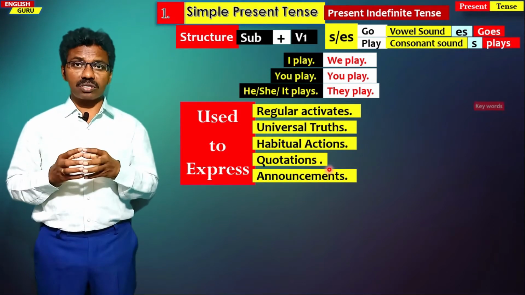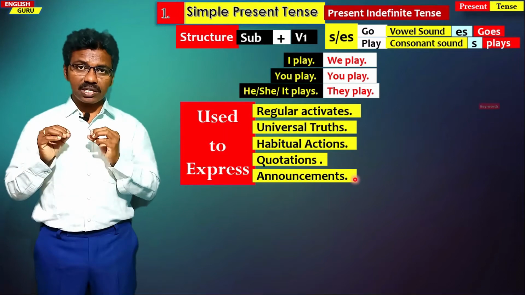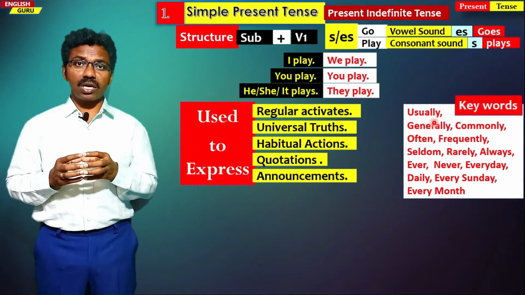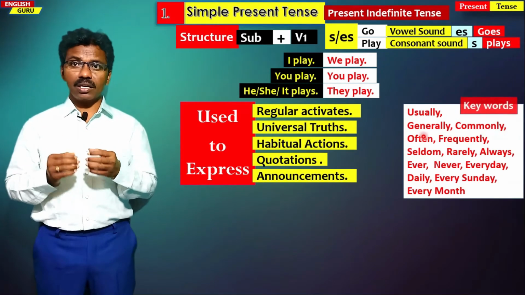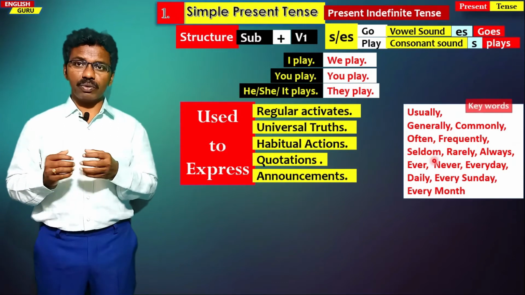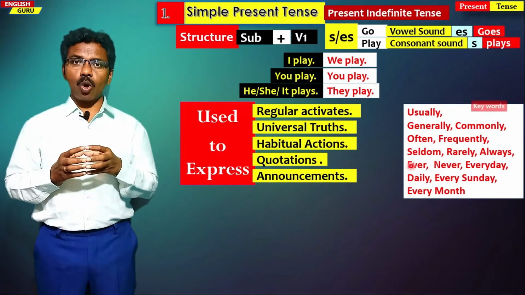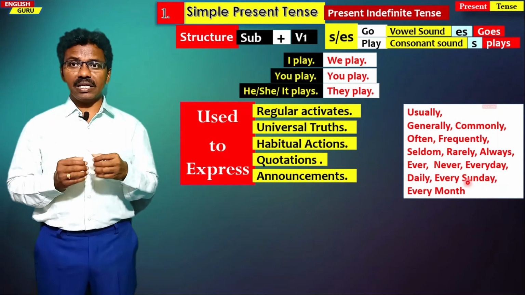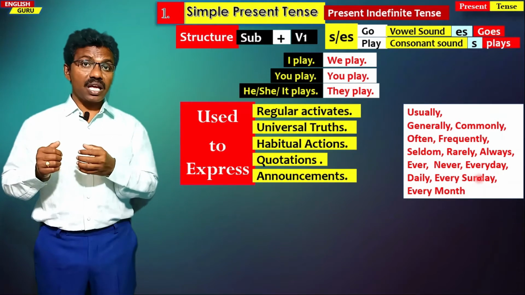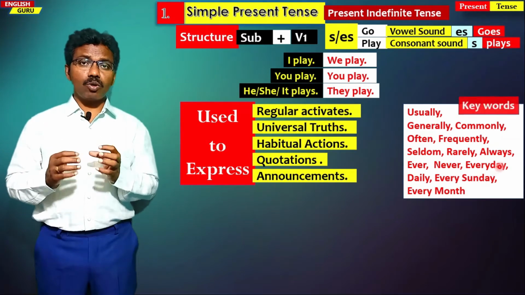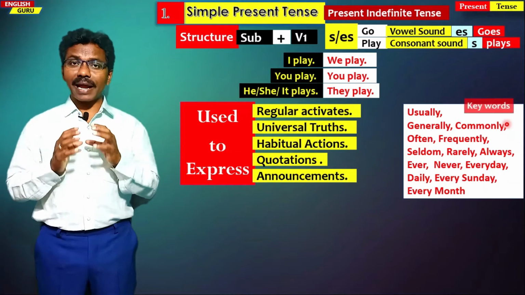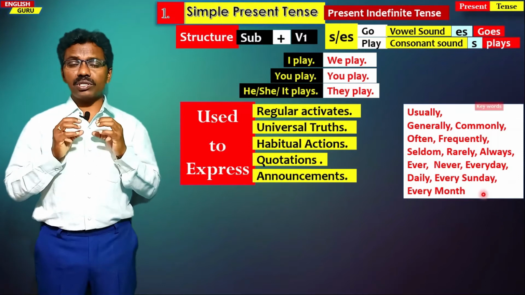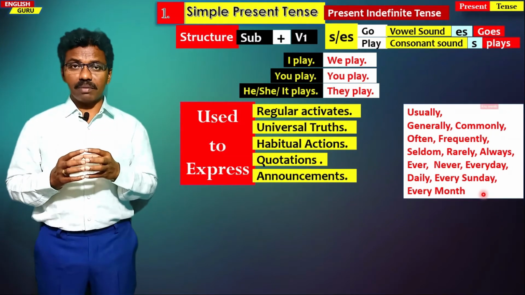And there are some keywords we can understand by looking at these keywords that this sentence belongs to simple present tense. Those keywords are usually, generally, commonly, often, frequently, seldom, rarely, always, ever, never, every day, daily, every Sunday, every month, every year, etc. So these are all the keywords that will guide us to know about this simple present tense. Let us try to take some examples and understand in a better manner.